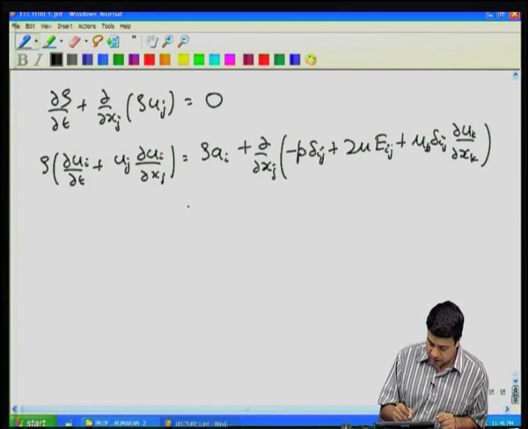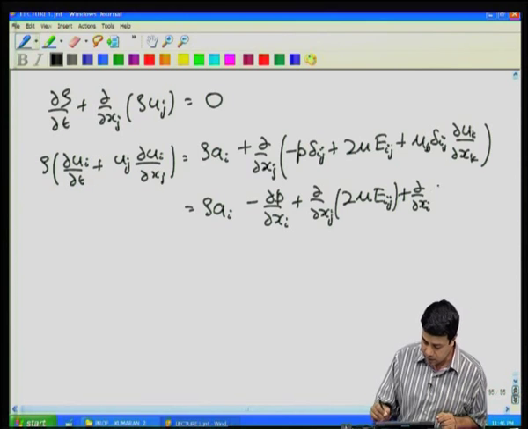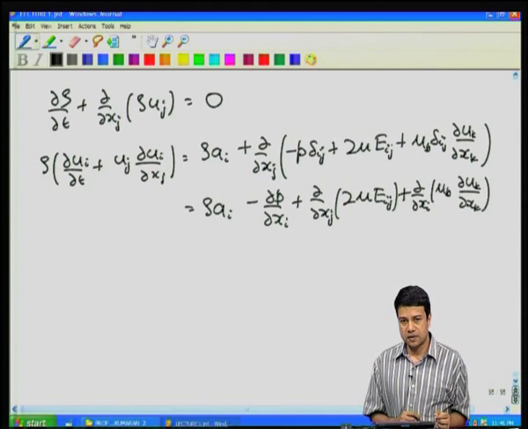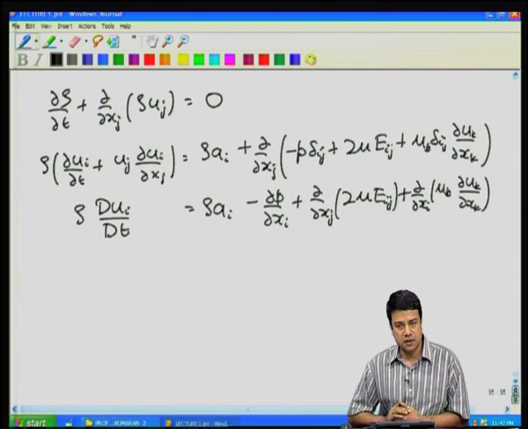Okay. You can simplify this a little bit. This is just equal to rho a I minus partial p by partial x I plus partial by partial x j of 2 mu e I j plus partial by partial x I of mu b partial u k by partial x k. And the left hand side, as you will readily recognize, is just the substantial derivative of the velocity field. Okay. The left hand side is just rho times du i by dt. Okay. So, these are the conservation equations for a simple Newtonian fluid.